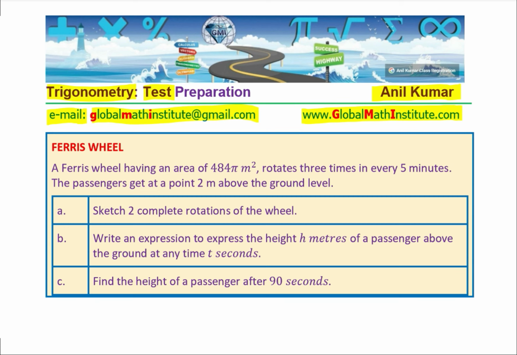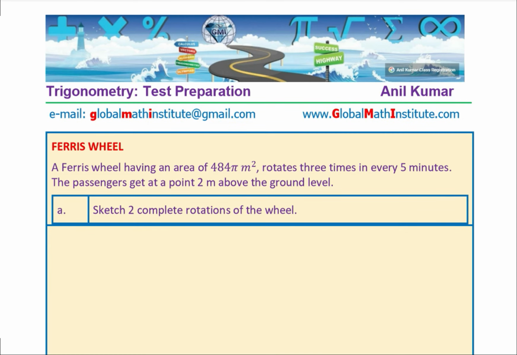Now let's begin with the solution of this particular question. So let's try to sketch 2 complete rotations of the wheel. We are given the area of the Ferris wheel, 484 pi meter square. Now the Ferris wheel being circular, area is pi r square. So from here we get the value of r. It is 484 pi.